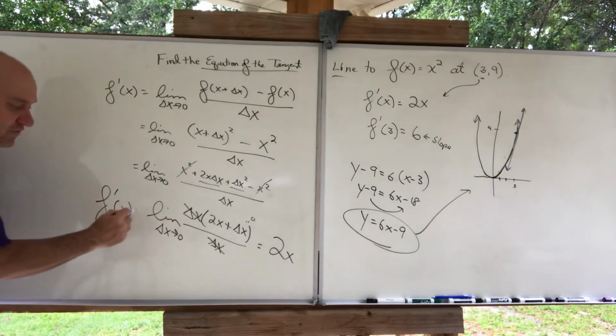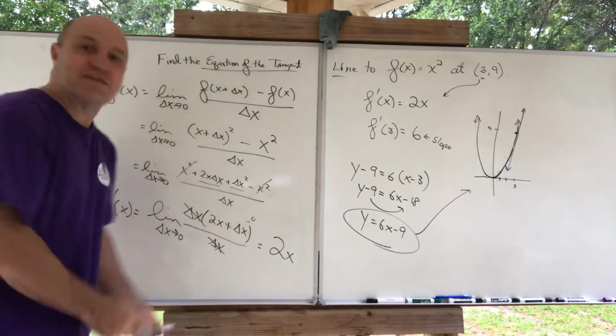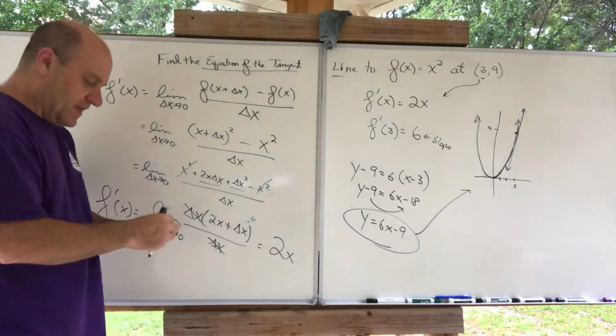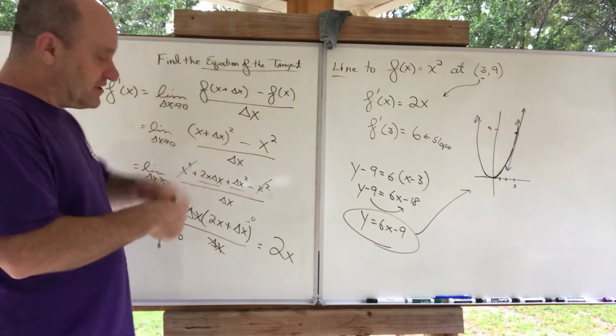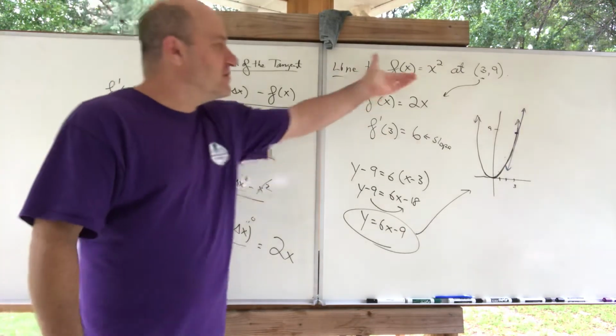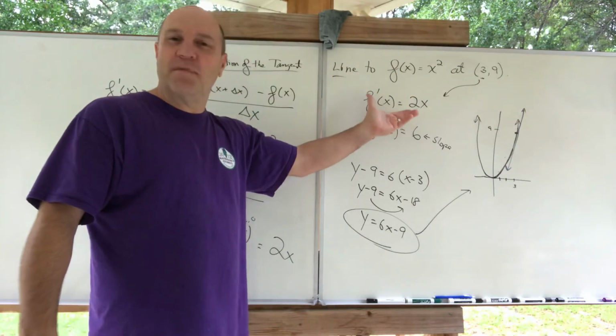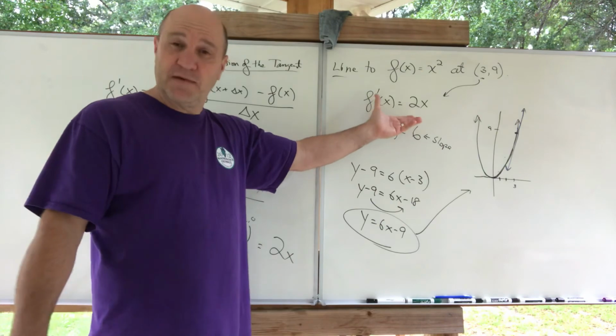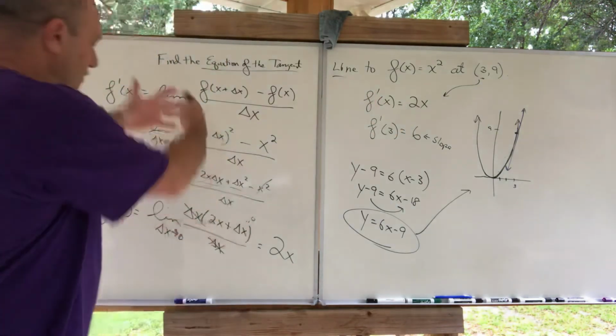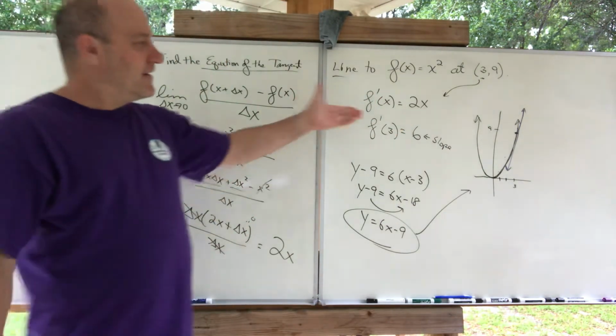That is called the derivative. It's called f prime of x. It's a transformation of that original function. That original function got transformed into this new function. And it's called the derivative. You go through this limit process. Cool, dude.